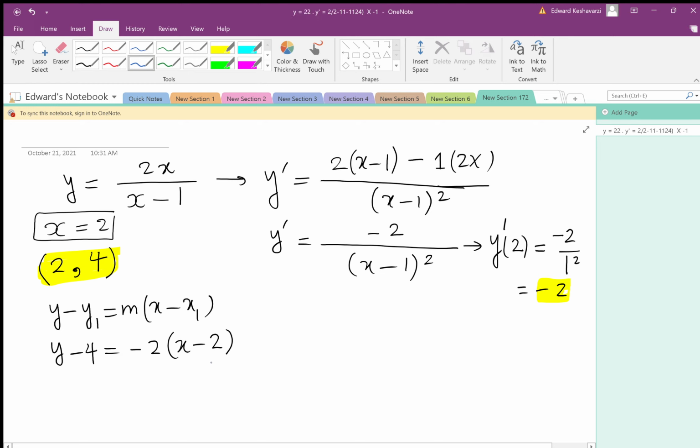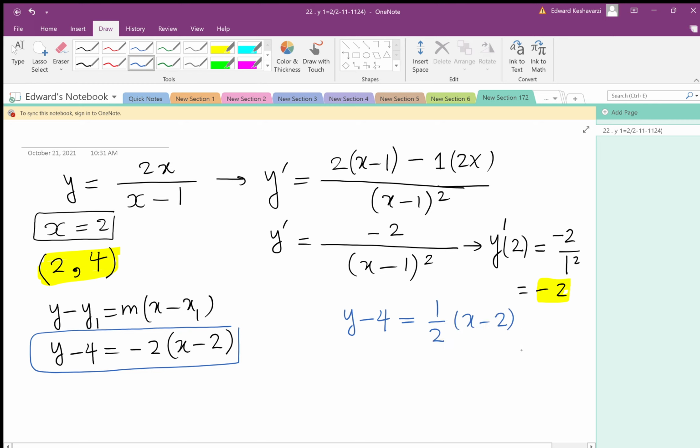Let's write the equation of normal line here. Point doesn't change, so y minus 4, but slope of normal line is the negative reciprocal of negative 2, which is 1/2. And this is the equation of normal line.